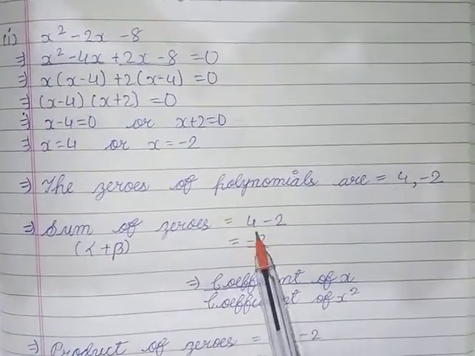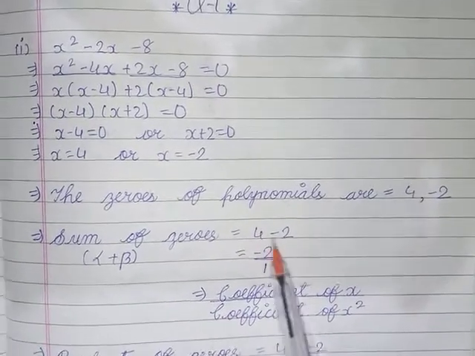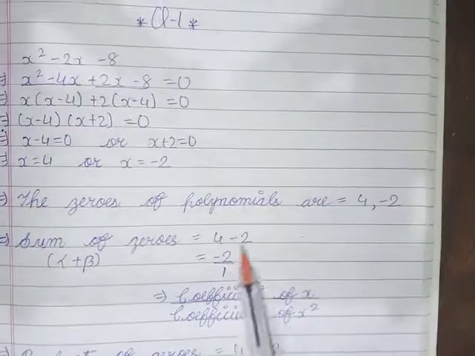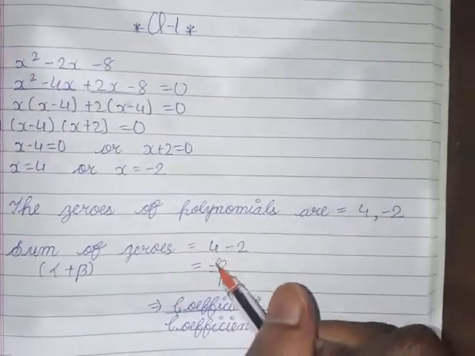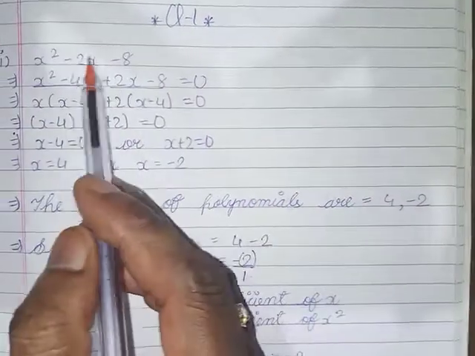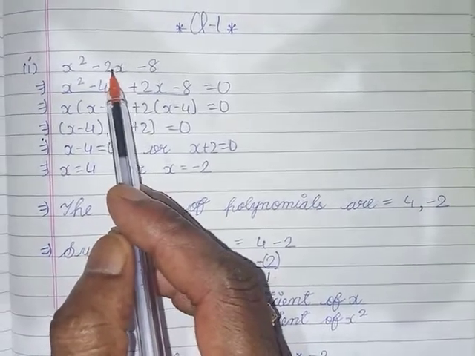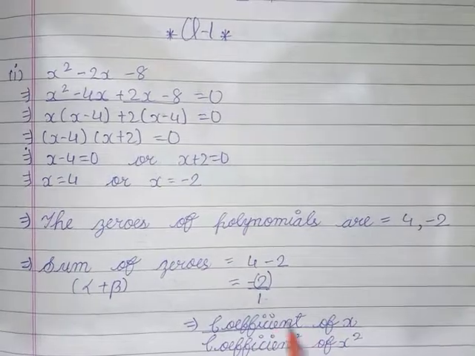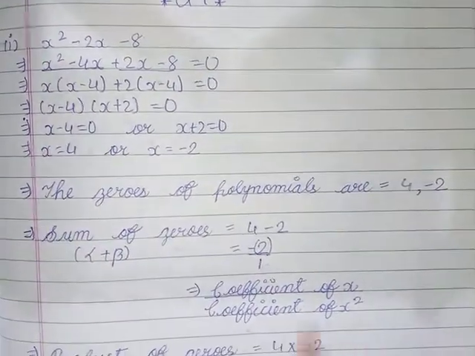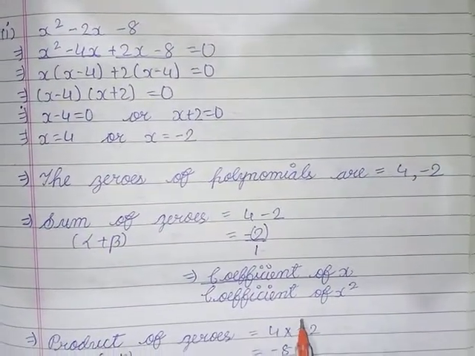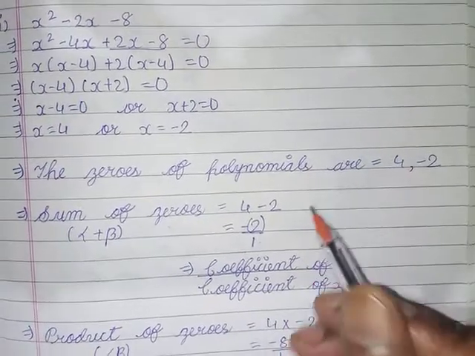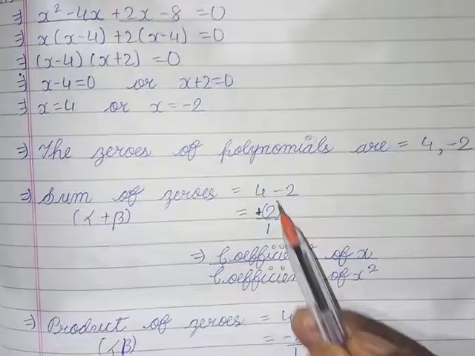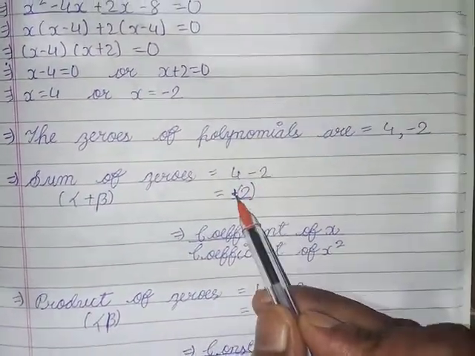The sum of zeros is 4 minus 2, which is 2. So we get minus 2 upon 1. If you keep 2 in the bracket, what is the 2 here? It is the coefficient of x. What is 1? The coefficient of x square. It is plus 2. See, 4 minus 2 is plus 2.